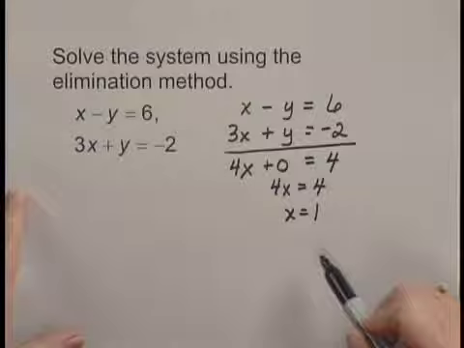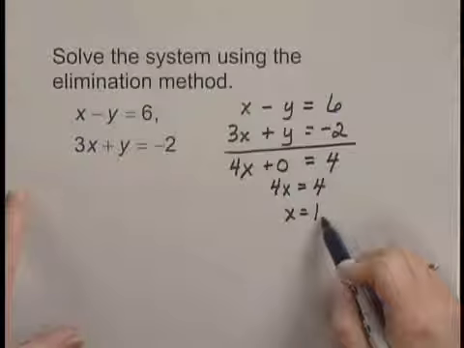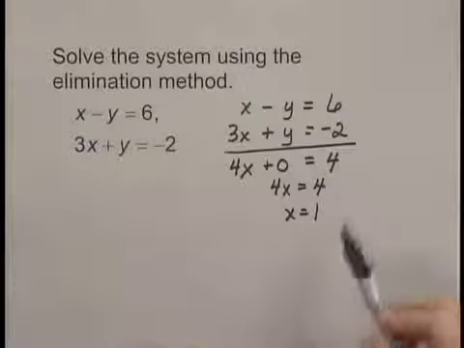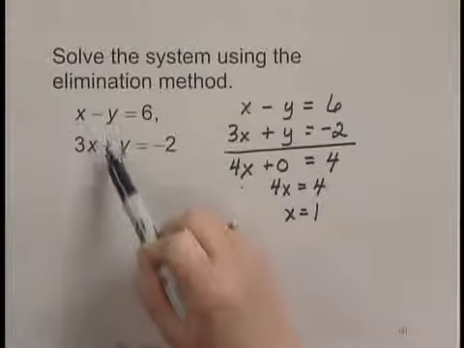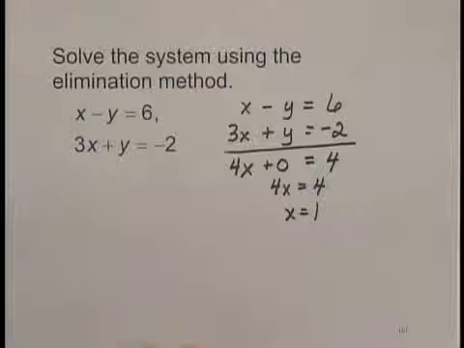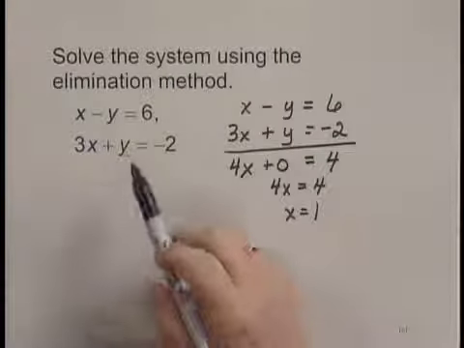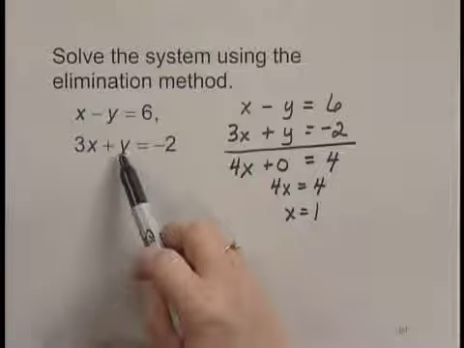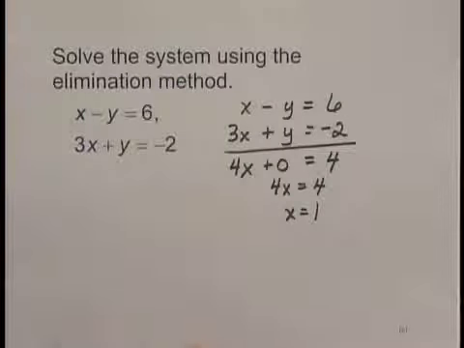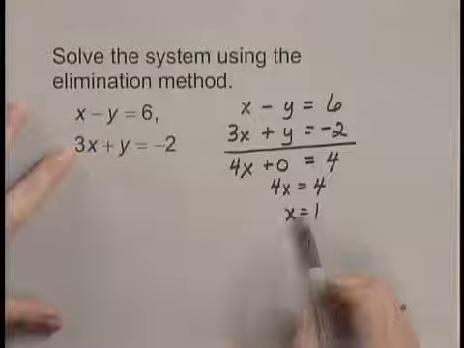Now I haven't solved the system yet. I've only found the x, and I need an x and a y in an ordered pair. In order to find y, I need to substitute 1 for x in one of these equations and solve for y. It can be either equation that you want to choose. I'm going to use the second equation because here y has a coefficient of 1 and it should be easier to solve for. So I substitute 1 for x here.